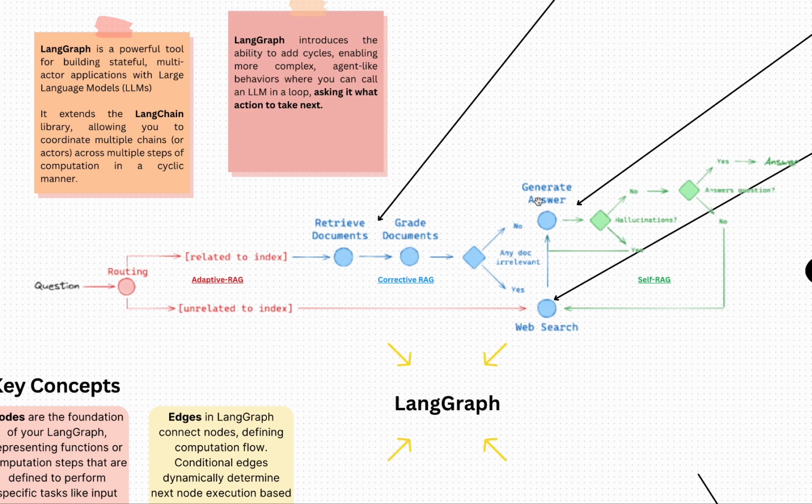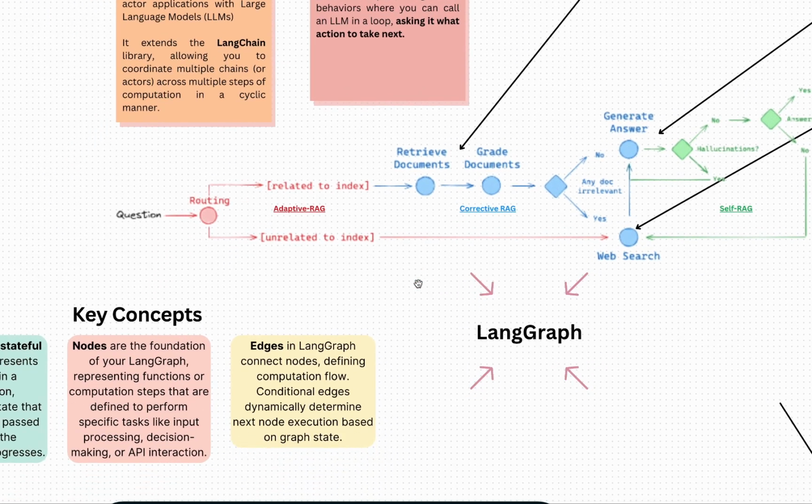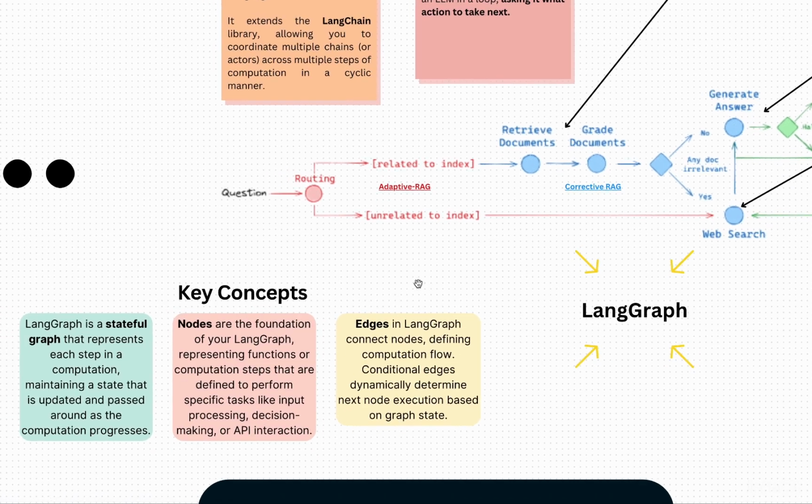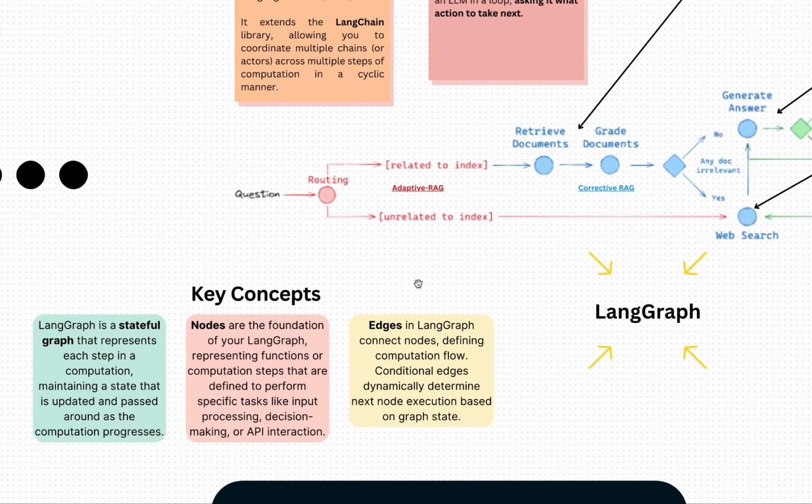It will decide either the action will be generate or it will be web search. And also, with many nodes here, we can see these actions done one after the other. So it's like LangGraph. But the key concept behind LangGraph is three things. The first one is the stateful graph. It represents each step, maintaining a state that is updated and passed around as the process progresses. And we have the nodes here, like the grader and the retriever, and they are the foundation of LangGraph.